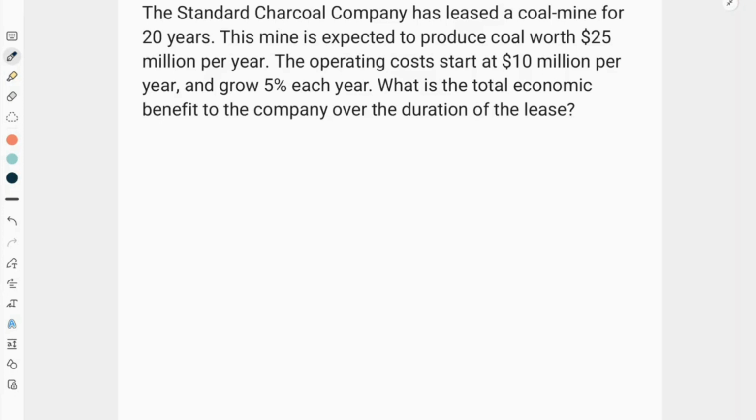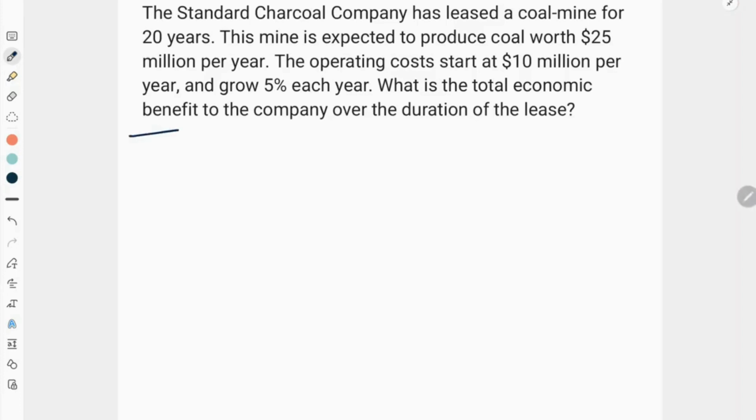The total economic benefit to the company is the total worth of the coal that is going to be produced over 20 years, which is straightforward. It is supposed to produce a constant $25 million per year. So over 20 years, it will produce $500 million worth of coal. And the operating costs are slightly tricky. The total operating costs over 20 years are not constant. They are slowly growing over time, and that's expected even in real life because of inflation, because of regulations, because of various reasons. So what is the total economic benefit to the company?